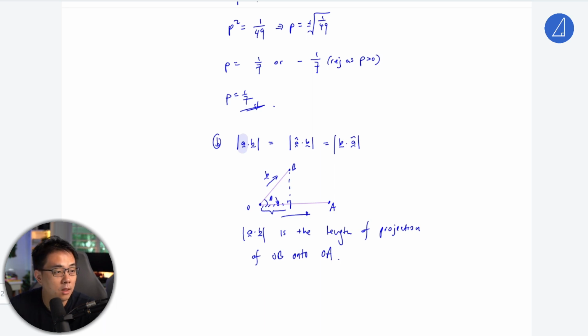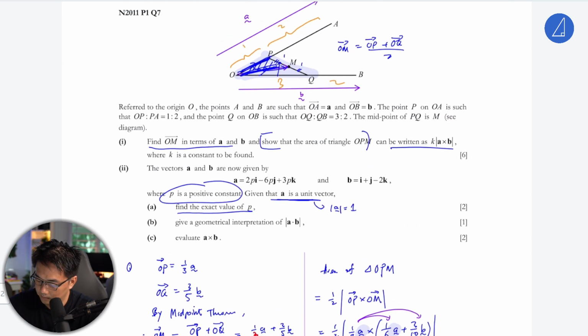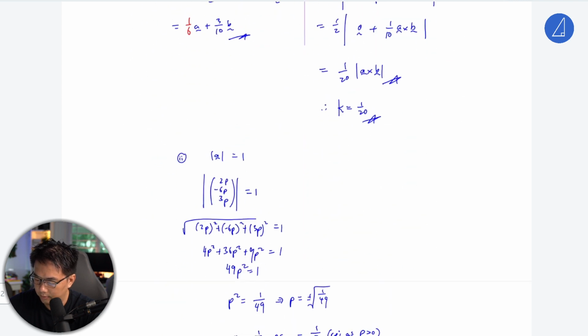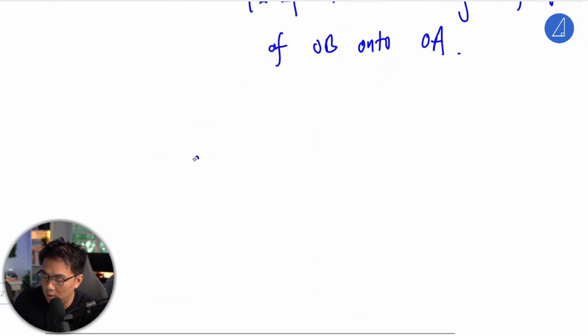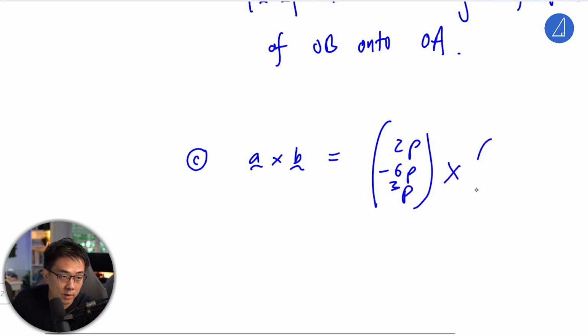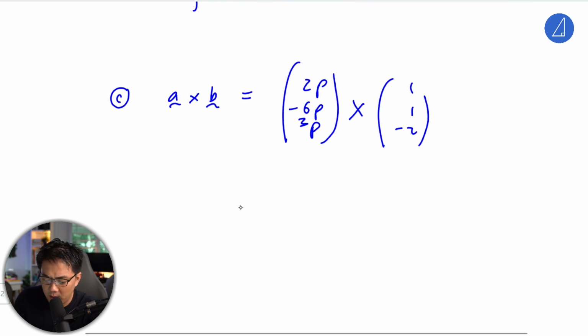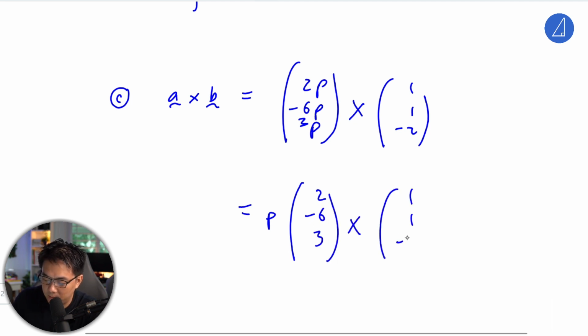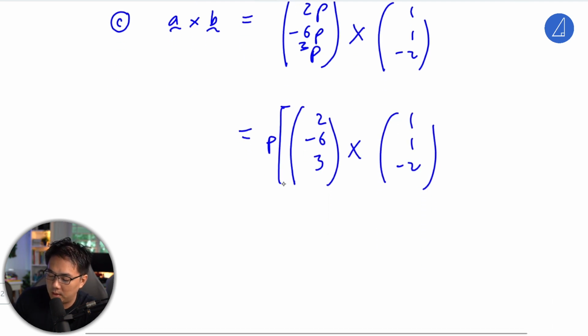So now next, evaluate A cross B. Oh, just evaluate. Okay, great. So A cross B shouldn't be an issue. So now that we have A cross B will be (2p, -6p, 3p), p is 1 over 7, right? Cross (1, 1, -2). So don't involve the p in, it's going to be very painful. So I'm going to factorize the 1 over 7 out, so (2, -6, 3). Then I'm going to cross this. Okay, crossing this will be much easier.